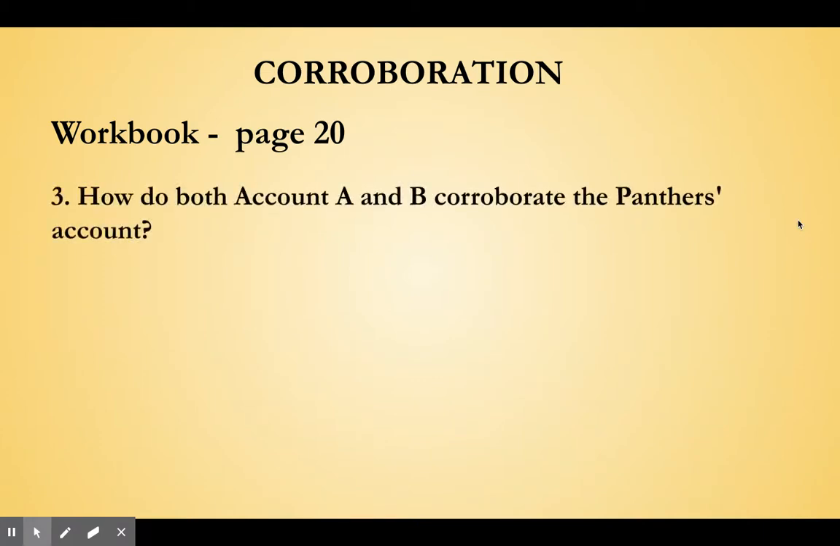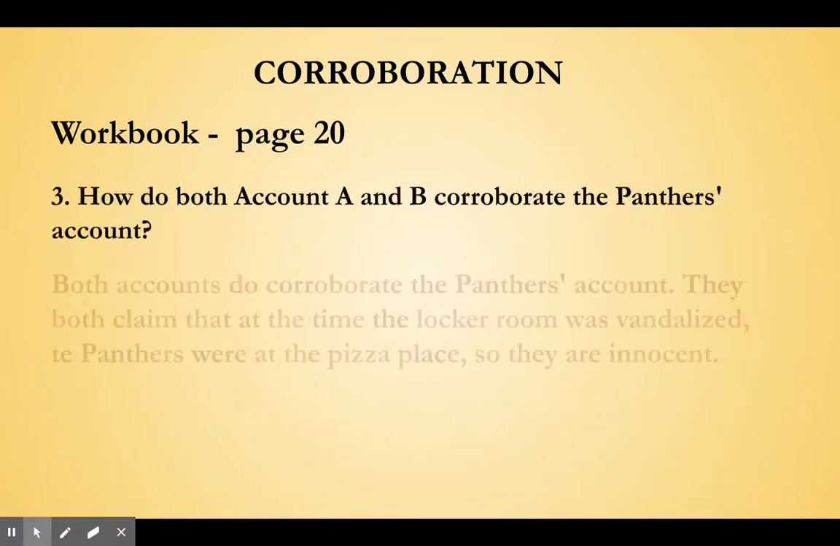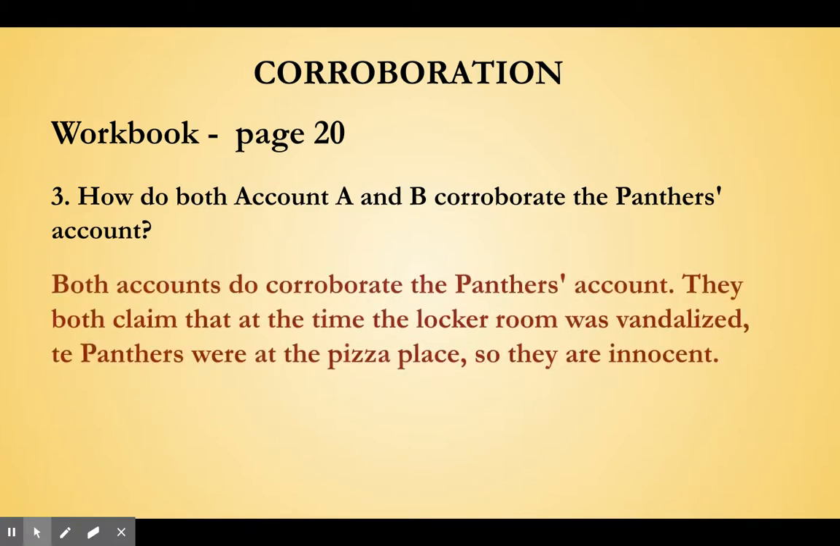All right, my friends, I hope you're back. I said accounts A and B do corroborate the Panthers account. In other words, they both agree. They are both saying that while the locker room was vandalized, the Panthers were at the pizza place, so they could not have vandalized the locker room. So they do agree.